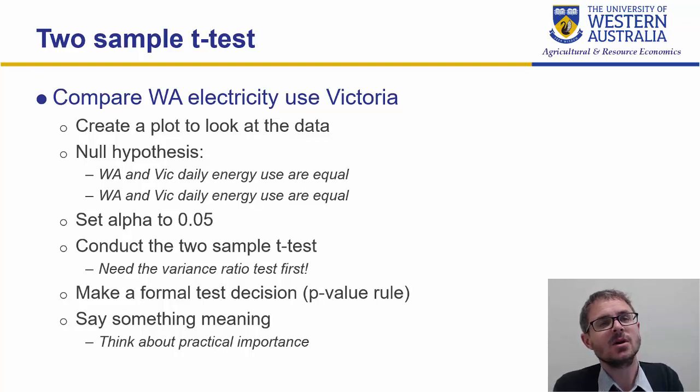Okay, steps that we're going to go through. We're going to create a plot. We've got two groups, so we would be looking for a box plot. We've got a null hypothesis and an alternate hypothesis. The null hypothesis is that WA and Victoria daily use are equal. The alternate hypothesis is that they're not equal. We're going to have alpha set to 0.05. We're going to conduct a two-sample t-test, but remember that we need the variance ratio test first, and for all of these things we're going to apply our p-value decision rule. And then at the end, of course, we want to be able to say something interesting about the outcomes.